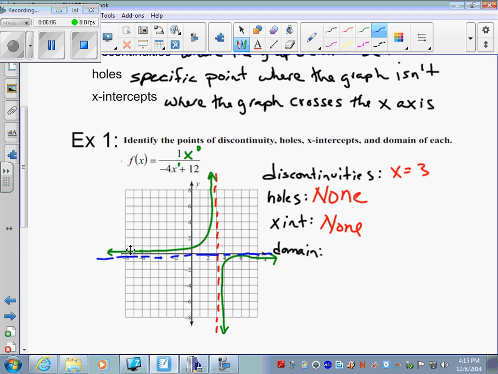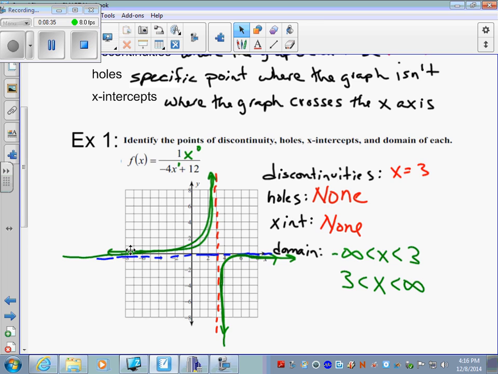Now the domain. One way to do this, the domain starts at negative infinity. So it comes from out here, and you can go all the way to 3. So negative infinity is less than x is less than 3. And then starts on the other side of 3 and it goes to the right forever and ever. So it starts at 3 again, goes to x, and goes to infinity.